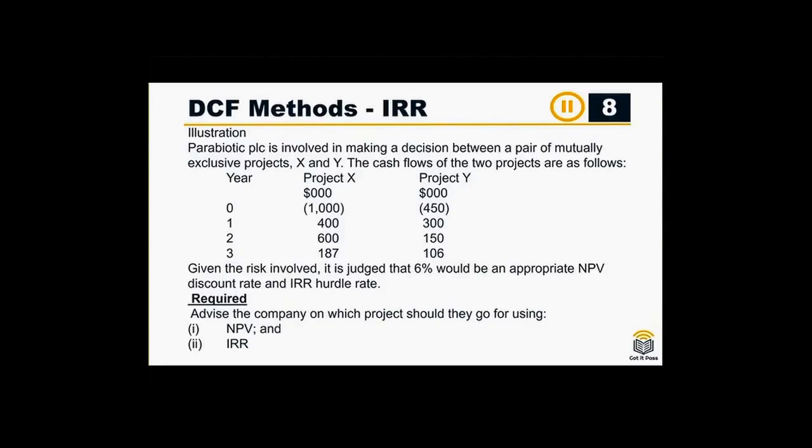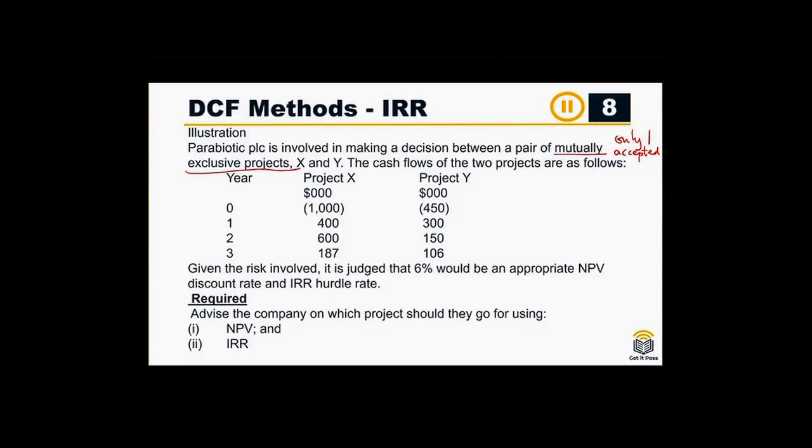Okay, coming back. Here is quite a good example to share with you how to work on the NPV and IRR based on this simple information. A company is involved in making a decision between a pair of mutually exclusive projects. Remember, mutually exclusive projects means you can only take one. Only one accepted. X and Y, you can choose either one.